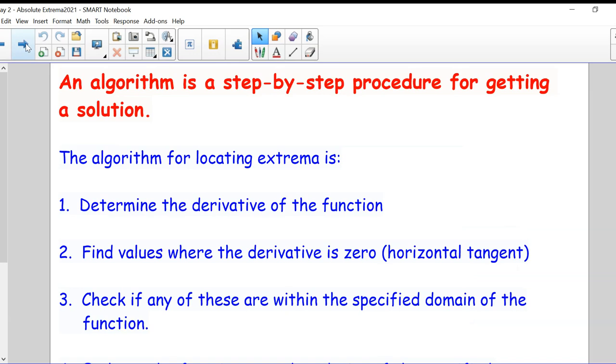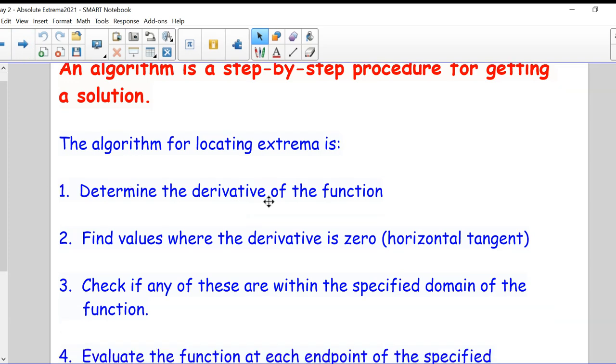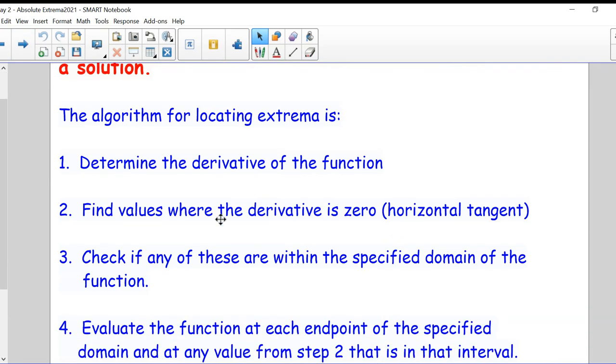Those of you who have done some programming know the word algorithm. An algorithm is just a series of steps. It's just instructions that you give a computer, and the computer just carries out those steps. So the algorithm for determining what the extremes are, the minimum or maximum, is to determine the derivative of the function, because you're going to need the derivative. Find the values where the derivative is 0. Where is the horizontal tangent? Because that's likely a candidate for where that max or that min is.